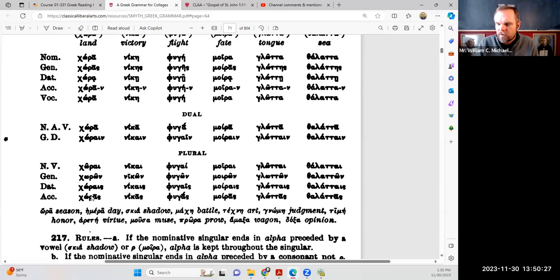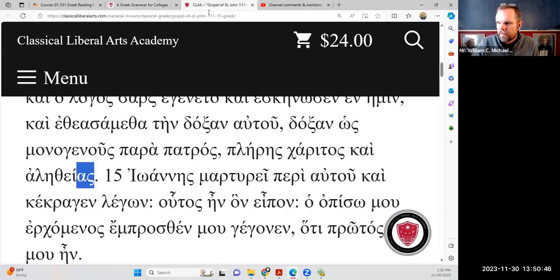All right. So we've got to be careful, because there could be more than one possible form, but you can see it's pretty simple. If we see the sigma at the end of an alpha stem noun, we know it's either genitive singular or accusative plural. Okay. Now let's look at our reading.